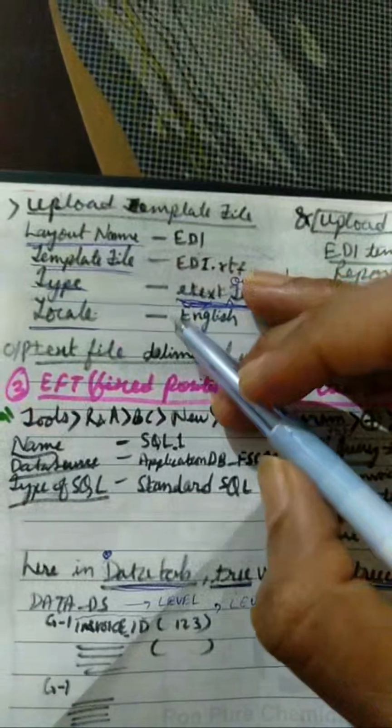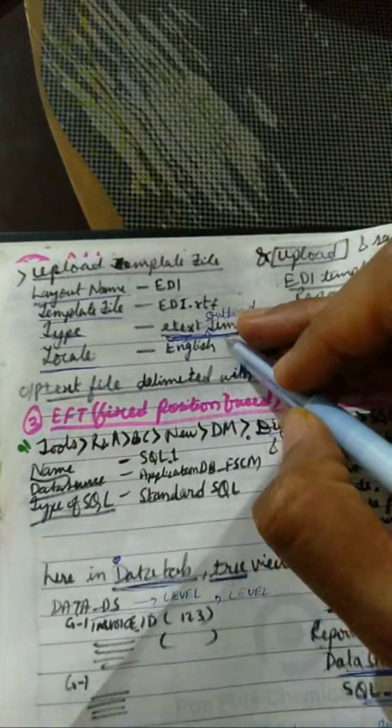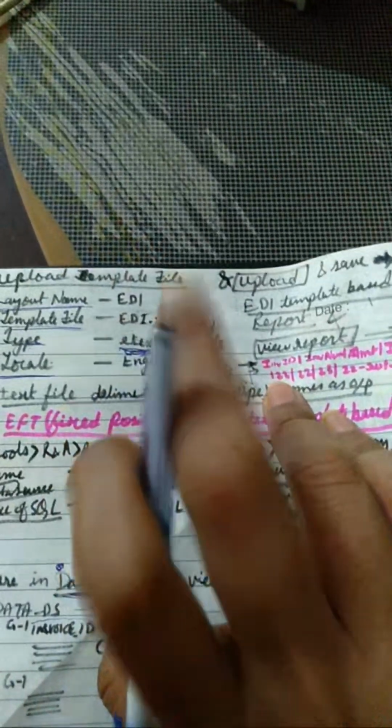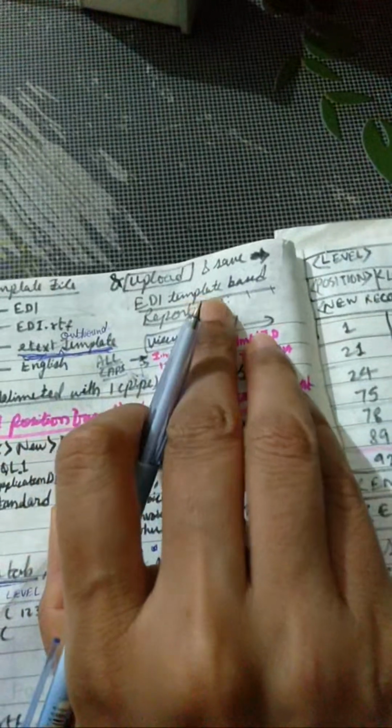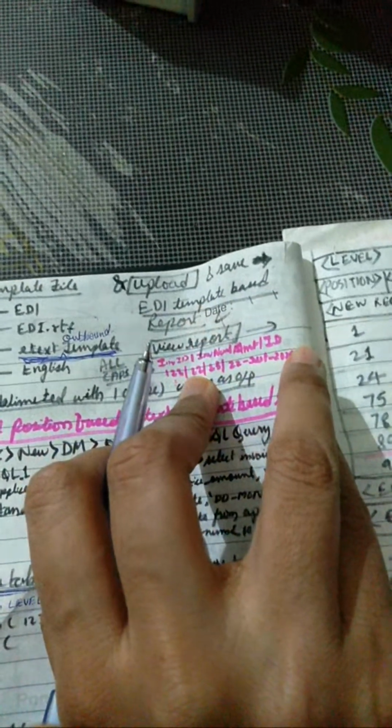Then you have locale, for which locale you want to upload this. For now I am doing it in English, so my locale should be English. After that, click on update and save it again. So you have saved your DM, you have saved your template, and now you are saving the report name. I have given EDI template based report. After that, click on view report.